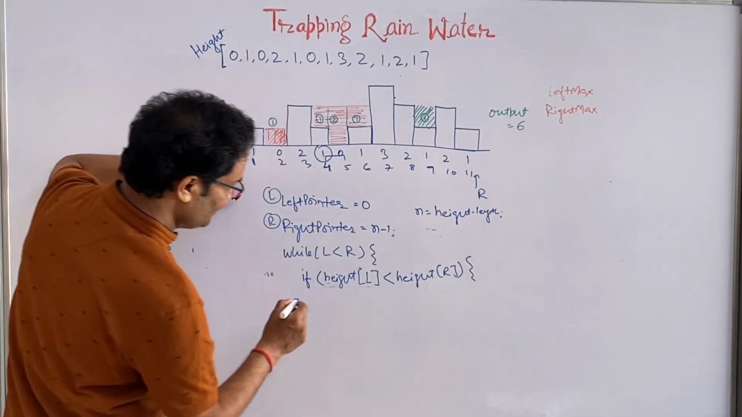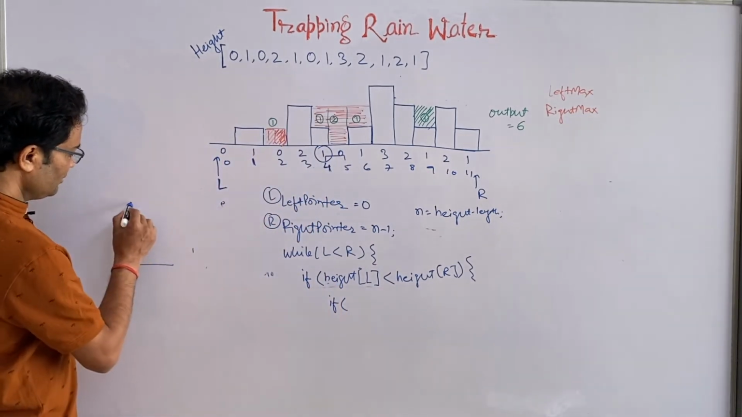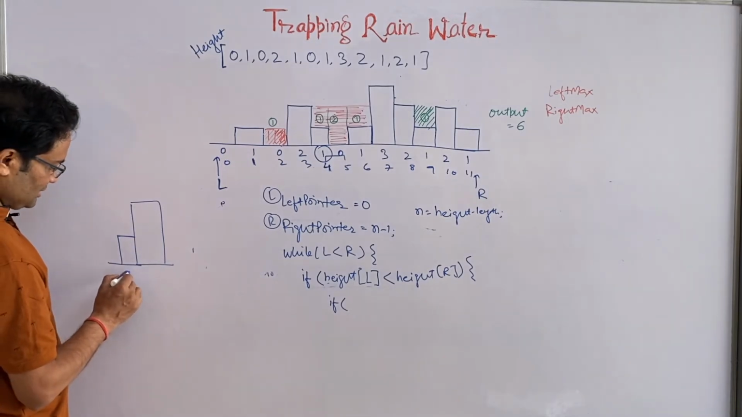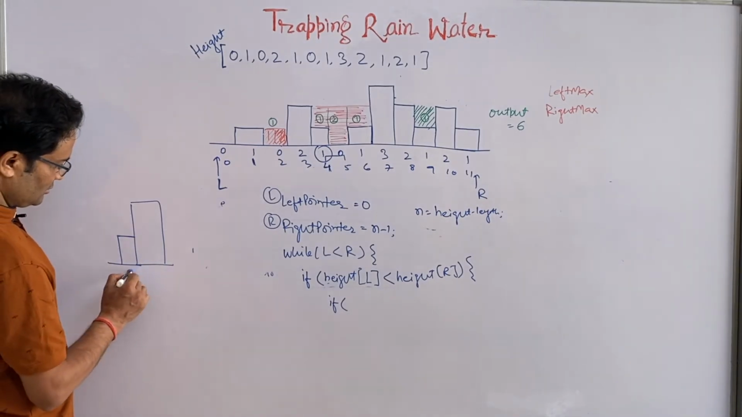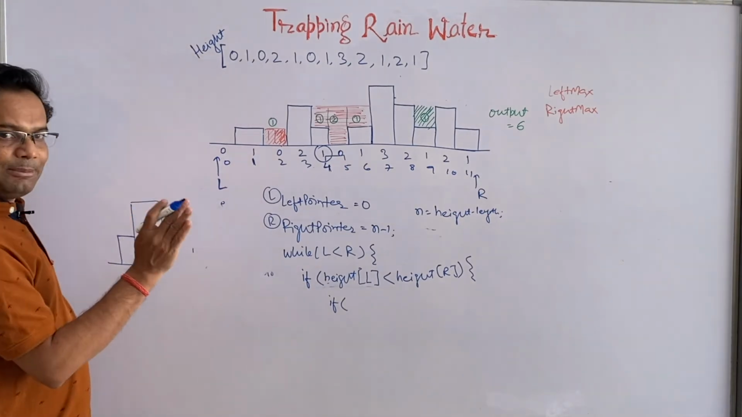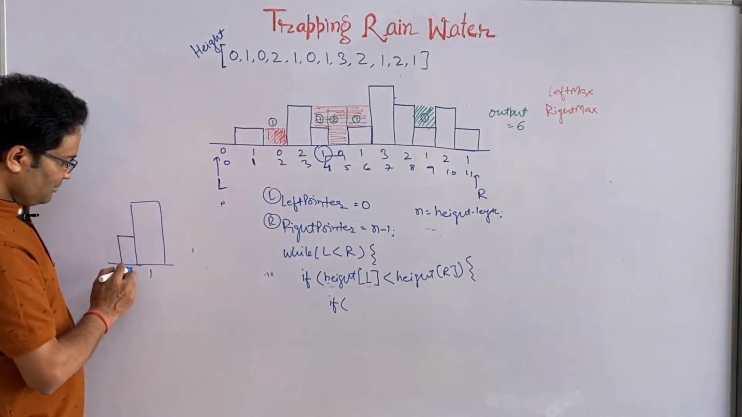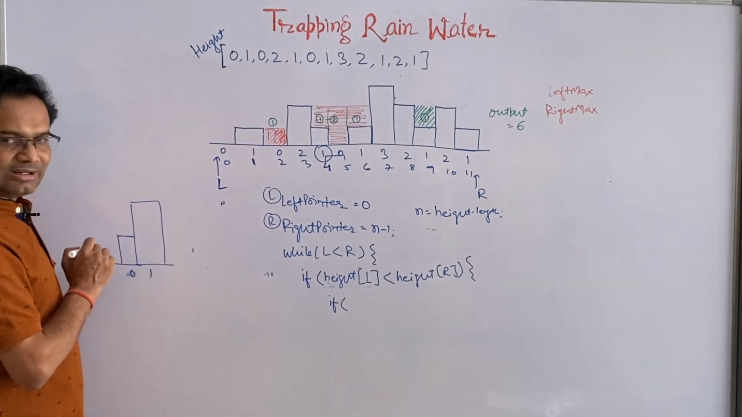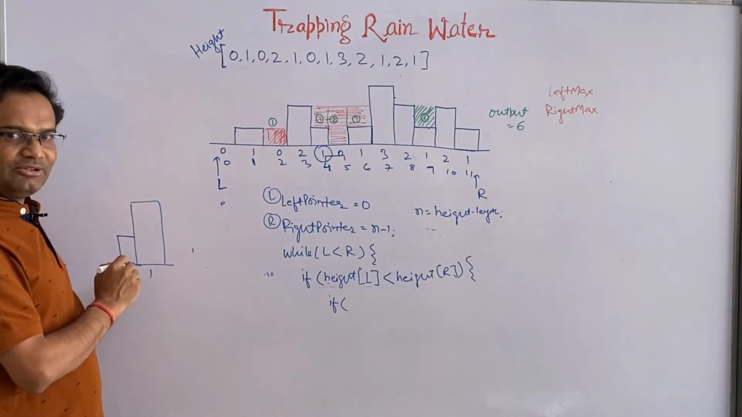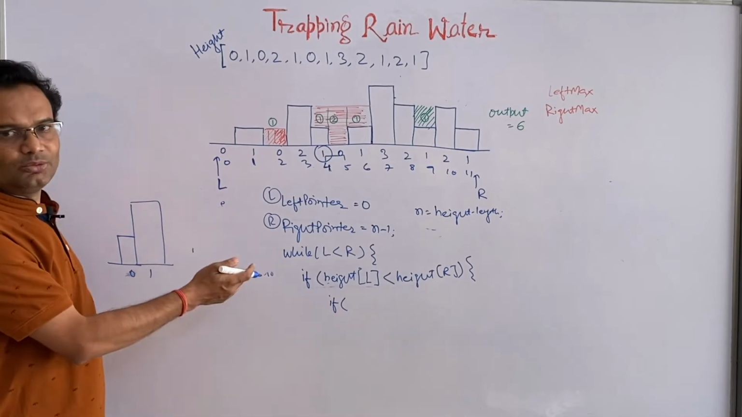So then I will give the first condition here. How can we take the water? Suppose you are taking the water for this index, or suppose this index. To trap the water, your left side building must be high. In this case, the left side building is 0, so you cannot trap the water. So the left side building must be high. If the left side building is lower, you cannot trap the water and you have to move forward.